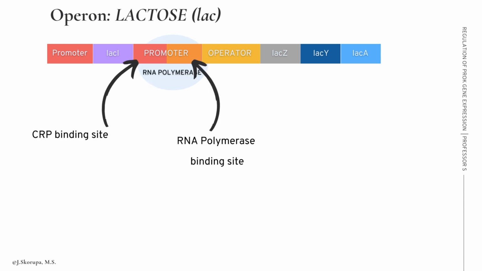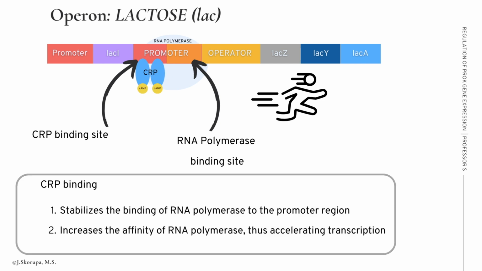In these operons, a CRP binding site is located upstream of the RNA polymerase binding site in the promoter. Notice how I have two colors here to distinguish the two binding sites. They're still both part of the promoter. When CRP binds, it stabilizes the binding of RNA polymerase to the promoter region and increases the affinity of RNA polymerase, thus accelerating transcription. And now I have a guy running really quickly to show fast transcription. Remember, before I had a snail for slow transcription.